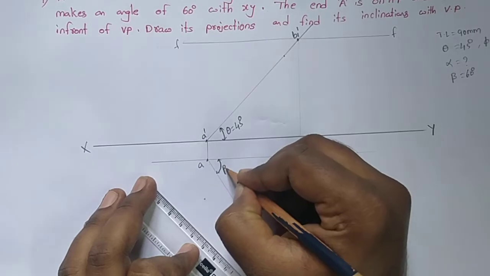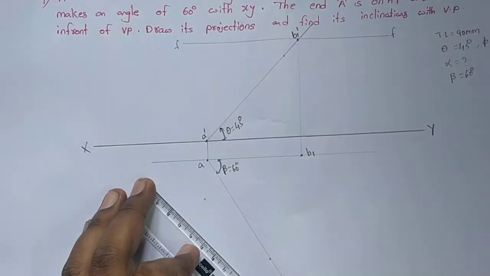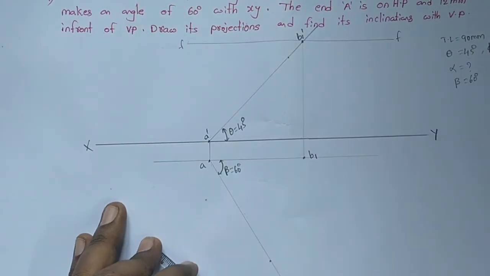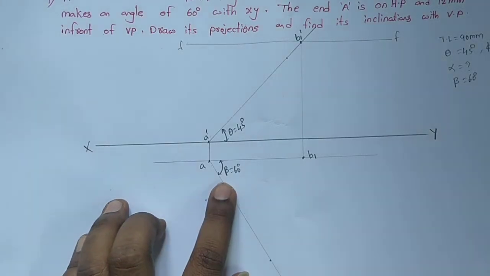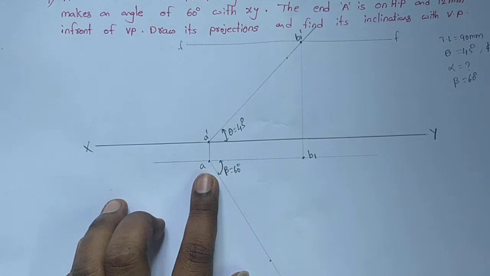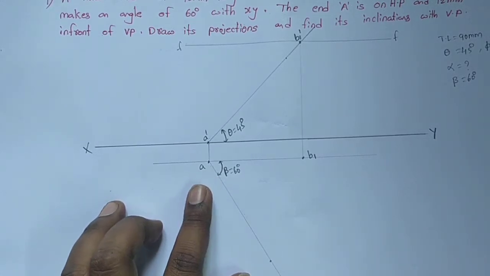That is, this angle is known as beta, 60 degrees. Beta is nothing but the angle between XY and the top view. Based on the notation of the angle, we need to identify whether it is the top view or the true length. Theta and phi are angles between the true length and XY.